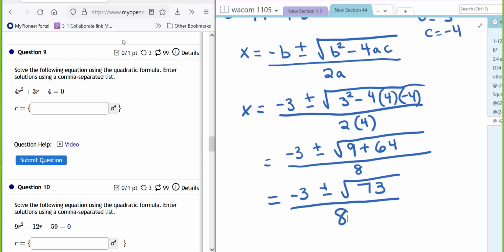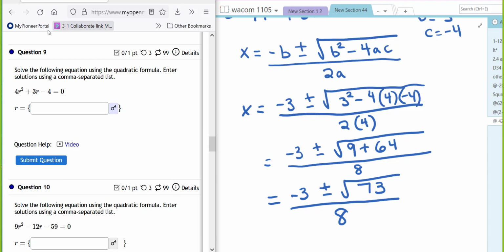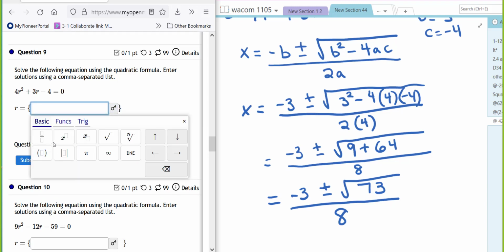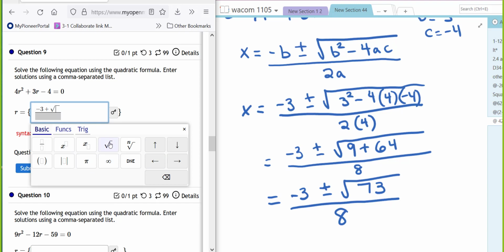So you would have to split this one up to put it in. Let's enter it, because a lot of times that is what is the issue for you guys. So we do have the right answer. That's important. You need to do the fraction button first. And so you have -3, and we'll do plus from the keyboard. Square root 73. We'll go down to 8.